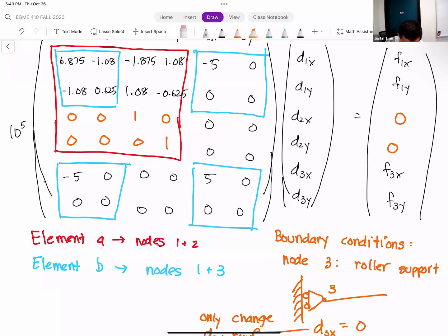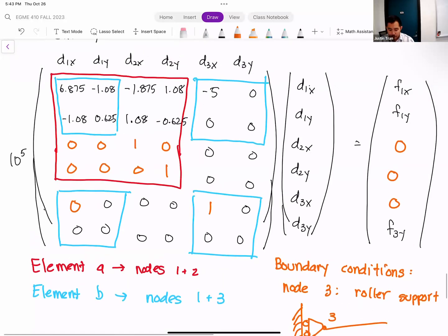So let's go to the d3x row, and we're going to do our usual things. We're going to change everything to zeros, except for the main diagonal. On the main diagonal, we're going to put an entry of 1. And then on the right-hand side, we're going to put a 0. But for the d3y row, we're just going to leave it as it is, because the roller basically allows for perpendicular deformation.